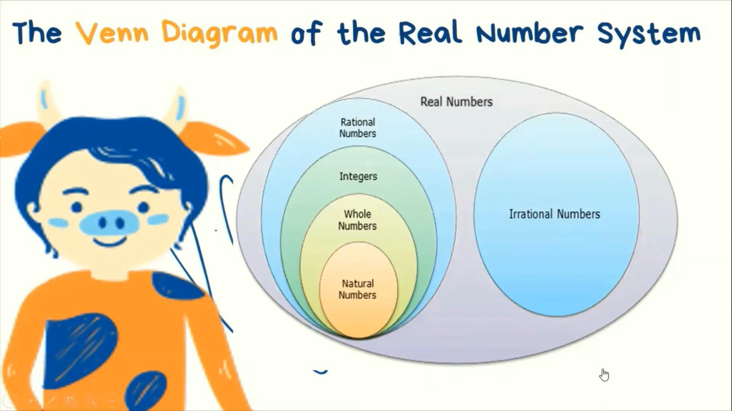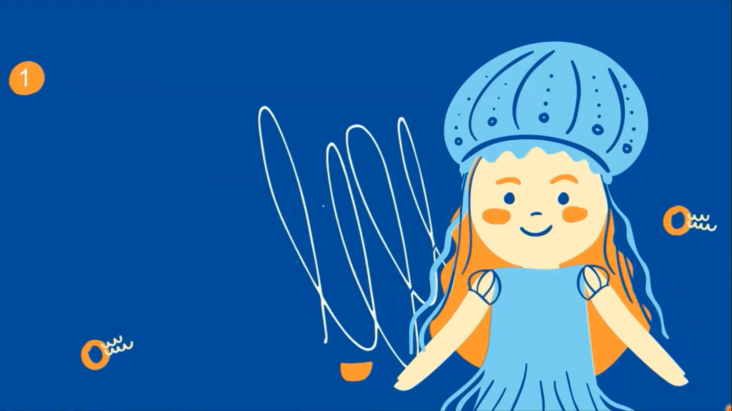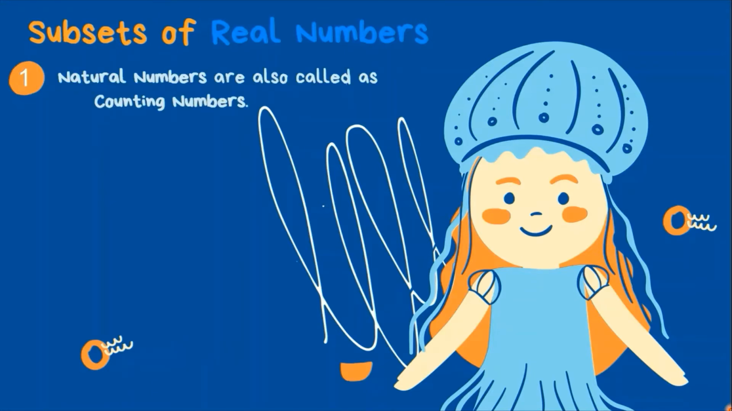And for real numbers, we start from natural numbers. These are the subsets of real numbers. First, we have the natural numbers that are also called counting numbers. These are the numbers that we use in counting. Kaya siya counting numbers. Ito yung una nating natutunan ng mga numbers nung tayo ay nagbibilang, nung tayo mga bata pa.